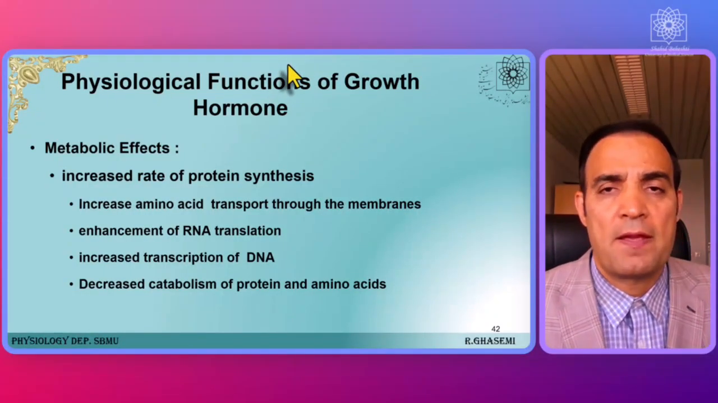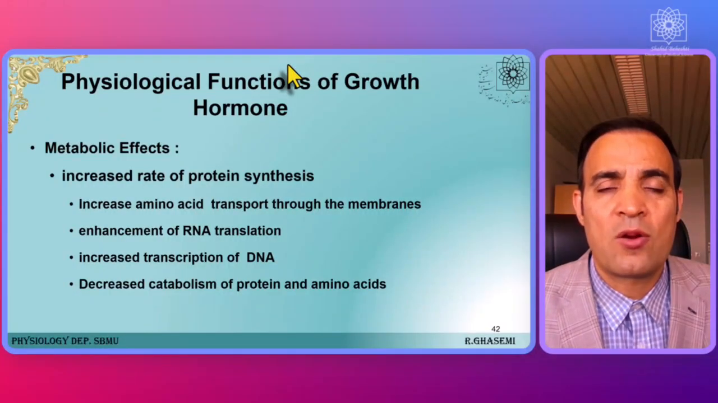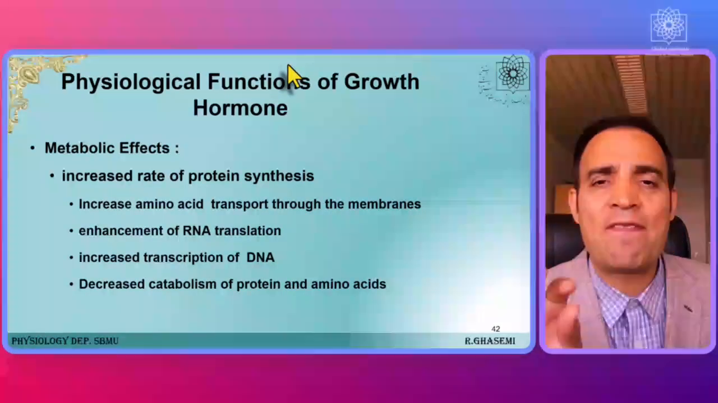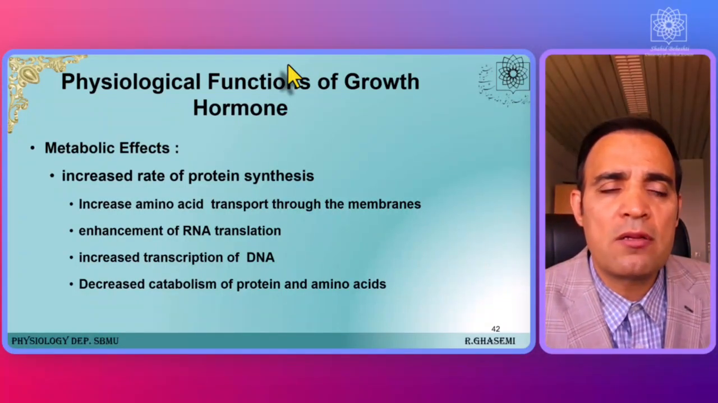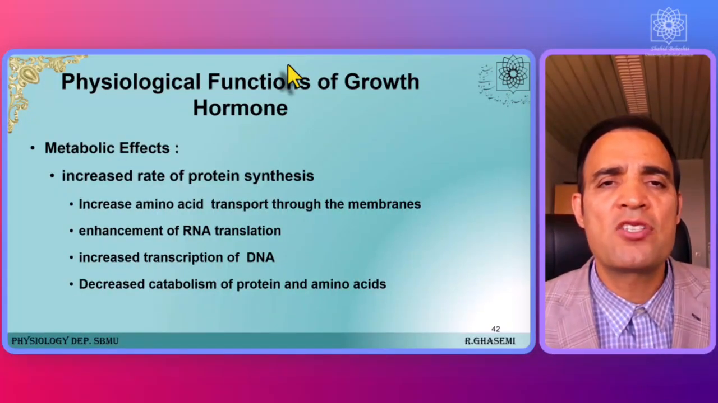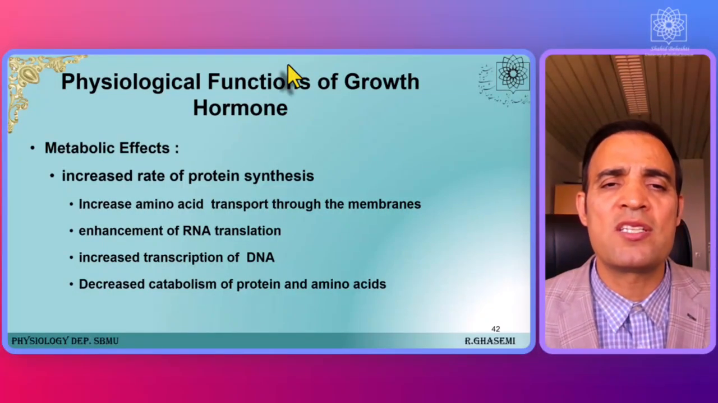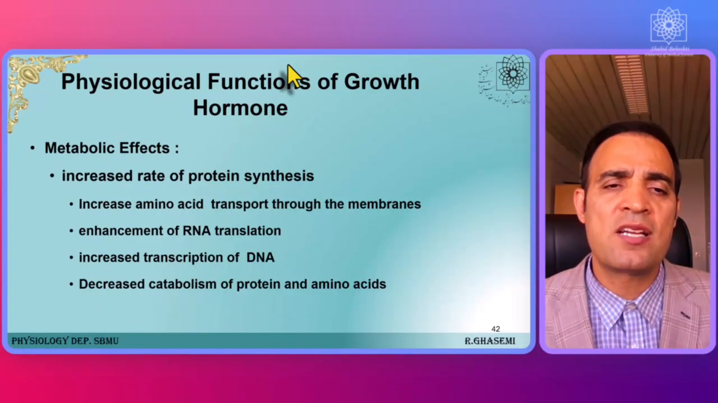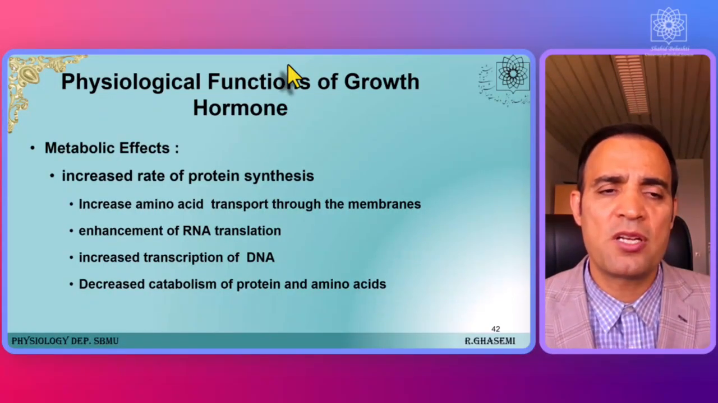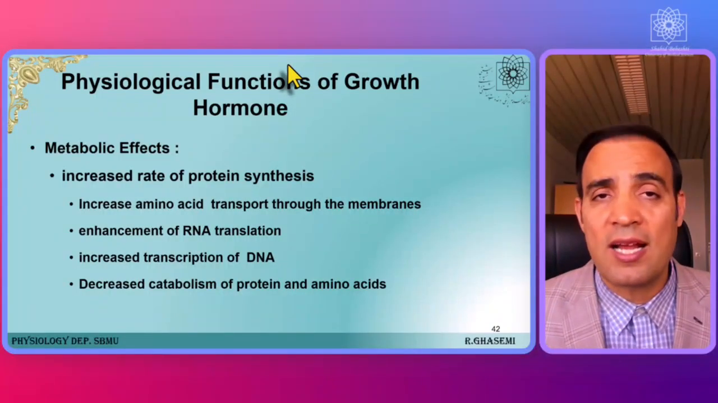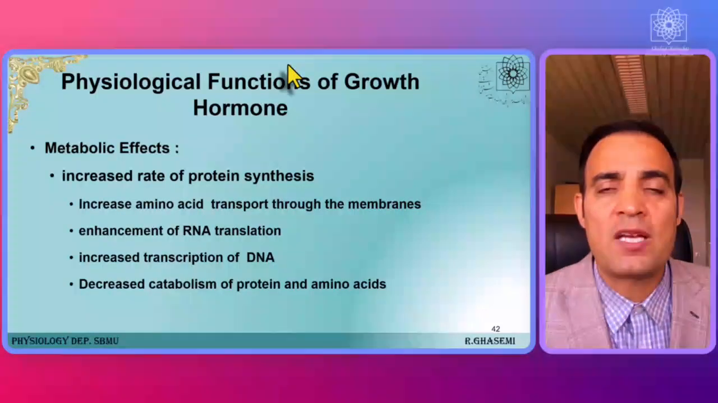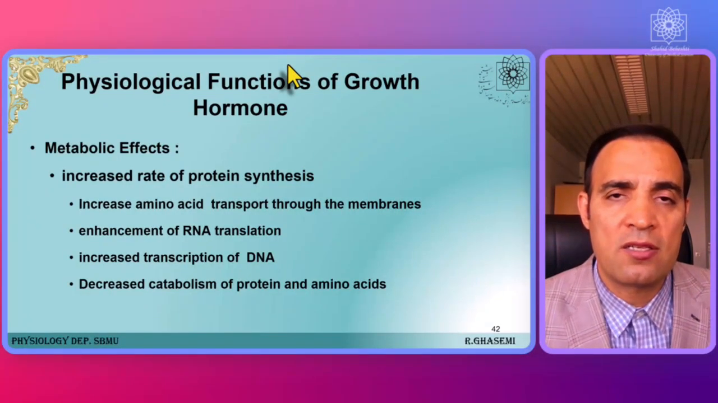In fact, growth hormone is named as growth hormone because it promotes growth, but the way that it affects growth is by its metabolic effect. You can see here that growth hormone is known for its ability to increase the rate of protein synthesis, increasing the rate of amino acid transport, increasing RNA translation, increasing transcription of the DNA, and also decreasing the catabolism of proteins. Therefore, the net effect is an increase in protein synthesis.